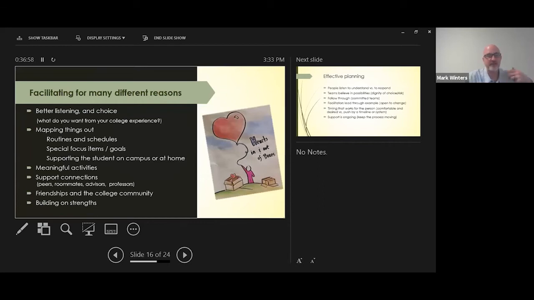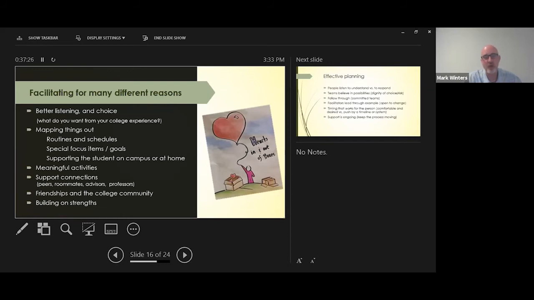So really, one of the items that is not unique and fits every single person's situation is that facilitation of a person-centered plan happens for better listening and to promote choice, so that we do a good job of understanding what a person is telling us they want and what they need, and that choice. What do you want from your college experience? Right? How do we ask that question?